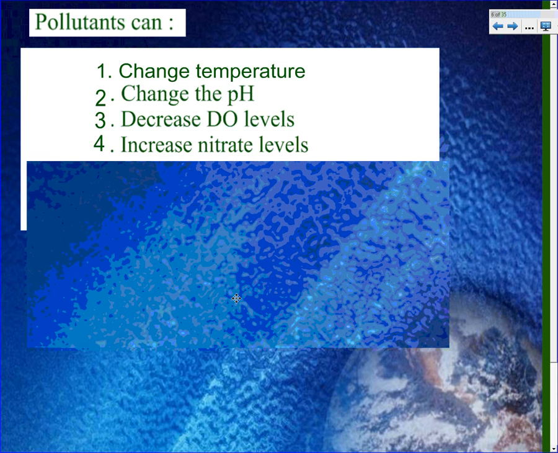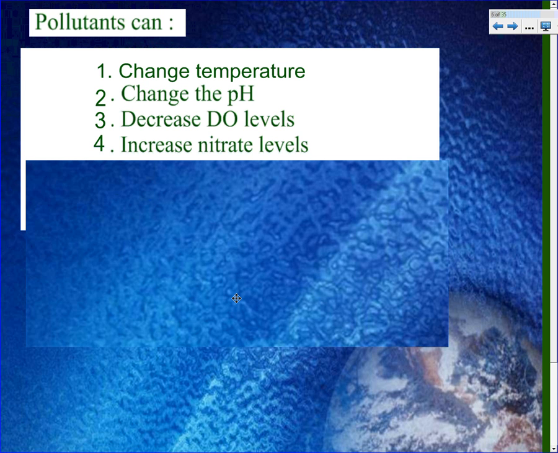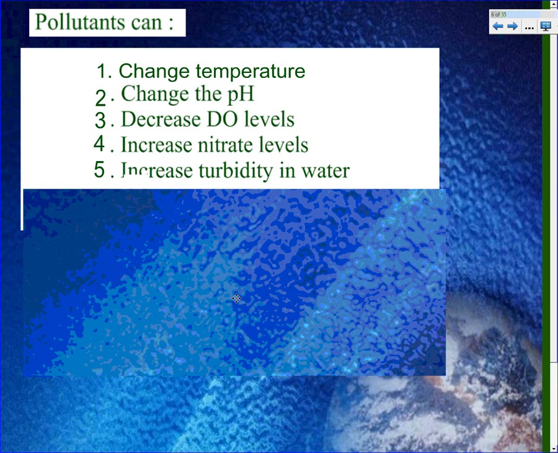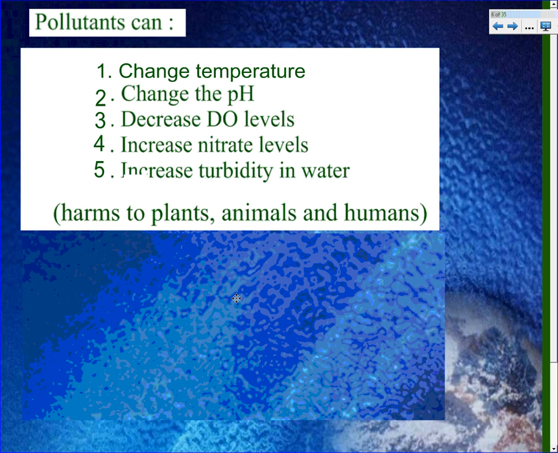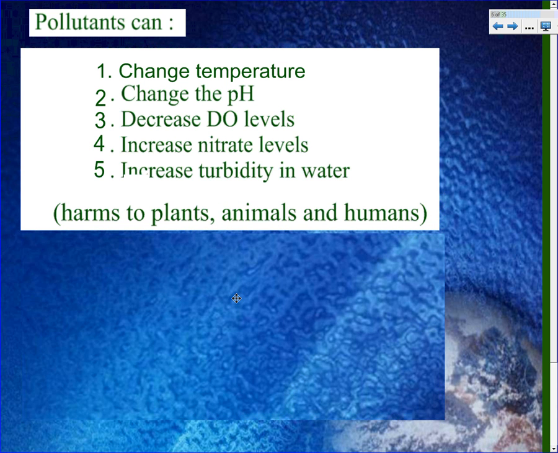Pollutants can also increase nitrate levels. What element do you think we're talking about? Nitrogen. And pollution can increase turbidity in water. Overall, pollution will harm plants, animals, and humans.